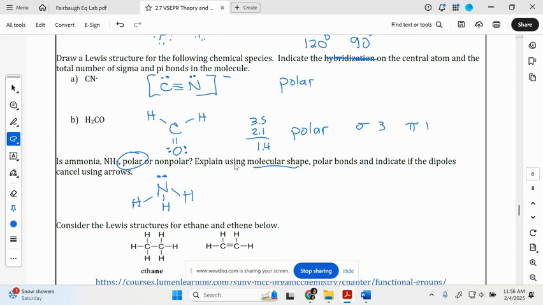Molecular shape. T-shaped. Try again. Trigonal pyramidal. Oh, my bad. Okay. And we're not going to cancel out. It's actually going to have a negative charge going towards the nitrogen. This will be our positive end with the hydrogens. Number of sigma bonds. 3. Number of pi bonds. None.